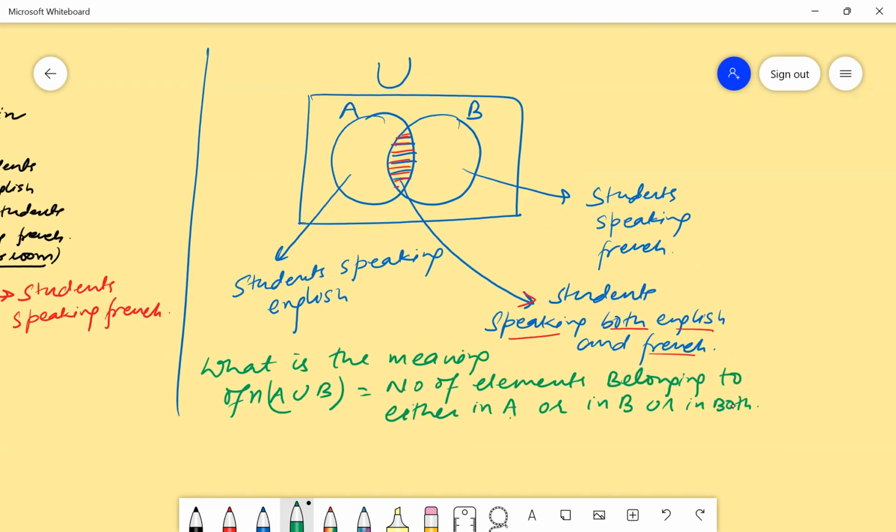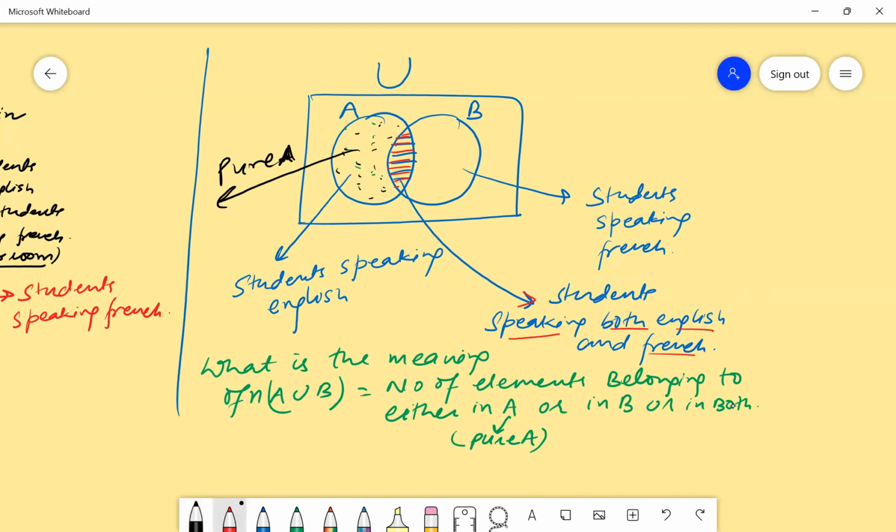Now, either in A means this is pure A. Pure A means only this portion, this dotted portion. Let me show you with black dots. This dotted portion is pure A. This is pure A, with no involvement of the intersection part, the common part.